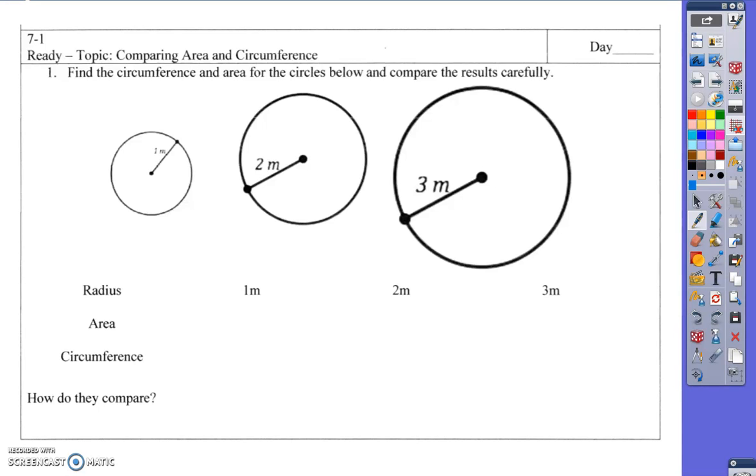I'm not 100% sure how the notebook lays out. I'm a little bit iffy on it. I haven't looked at it. So when I get back, we'll look.